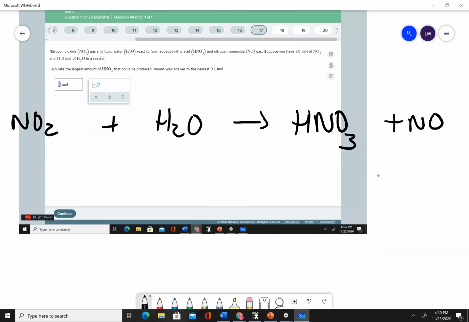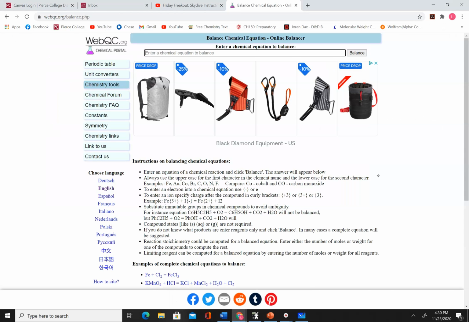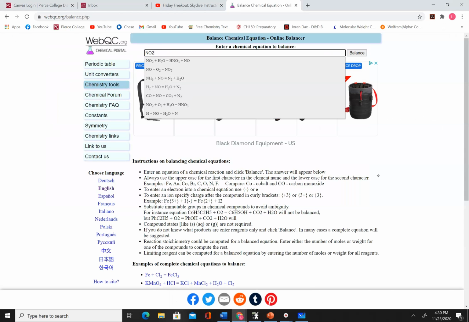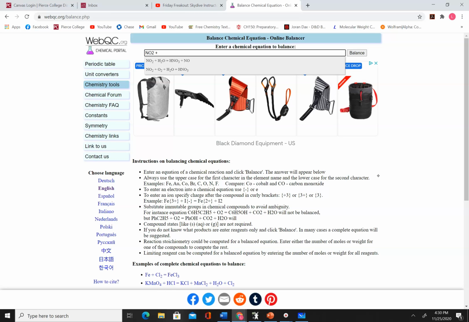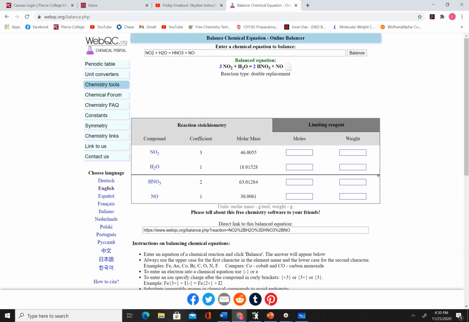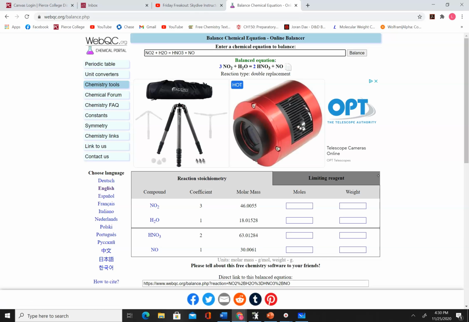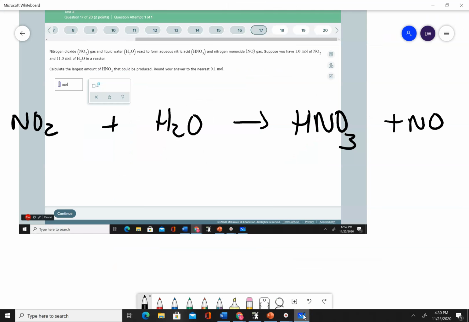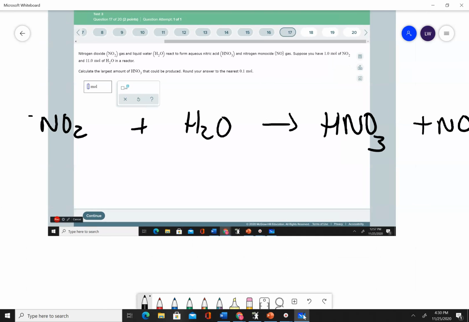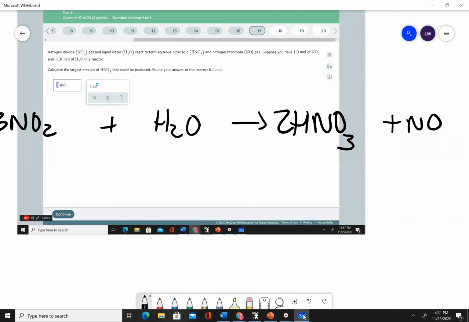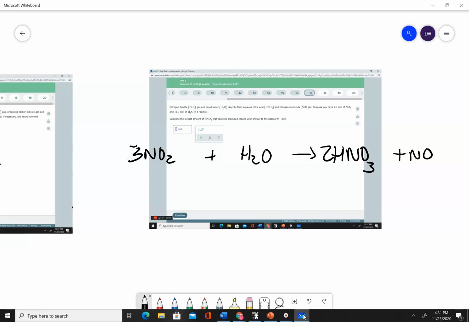Okay, so what do we want? NO2 plus water gives HNO3 and NO. And there it is. It automatically gives it to you because it's such a common equation. So it's a 3, 1, 2, 1. 3 of those, 1 of those, 2 of those, and 1 of those. And sure enough, everything balances, right?